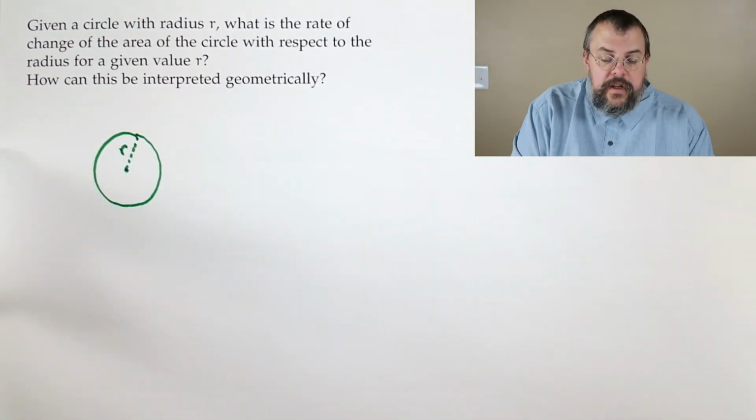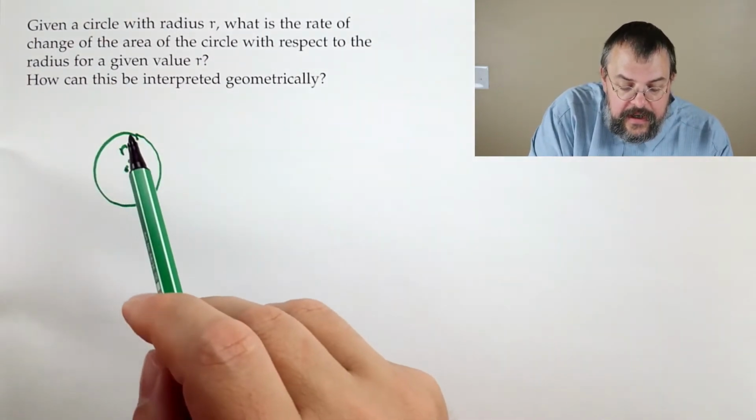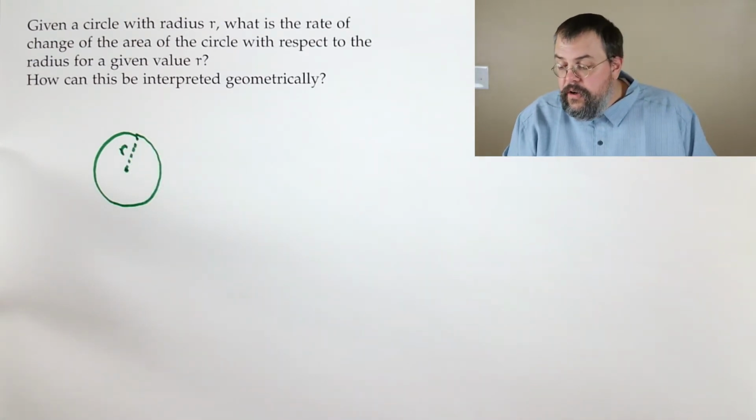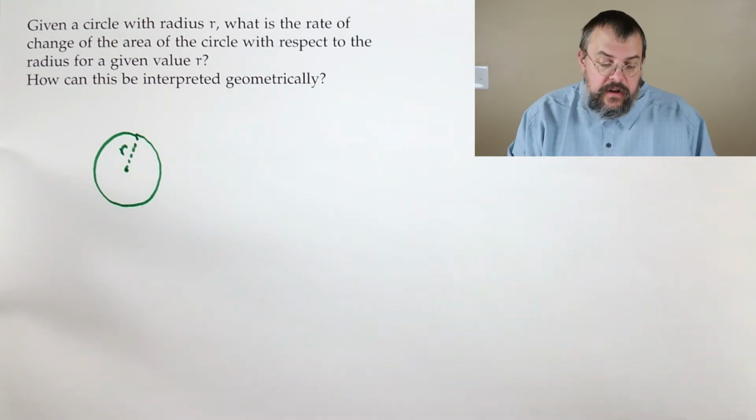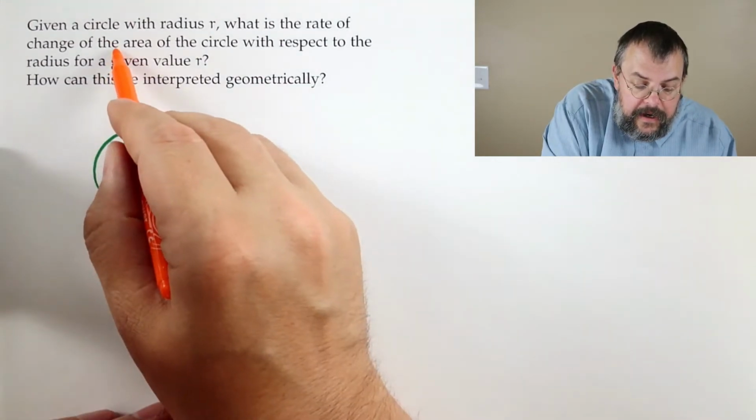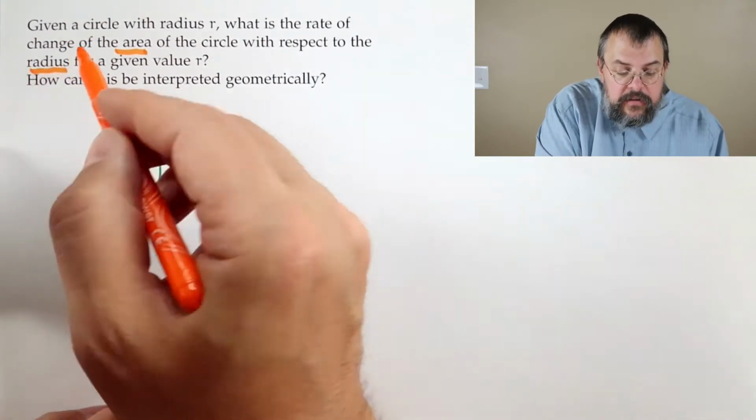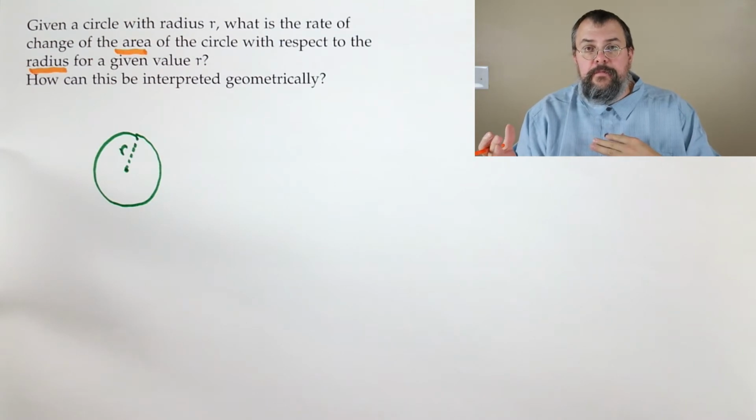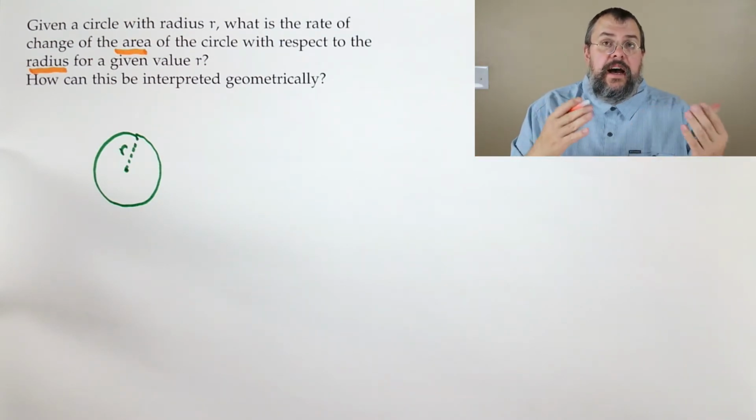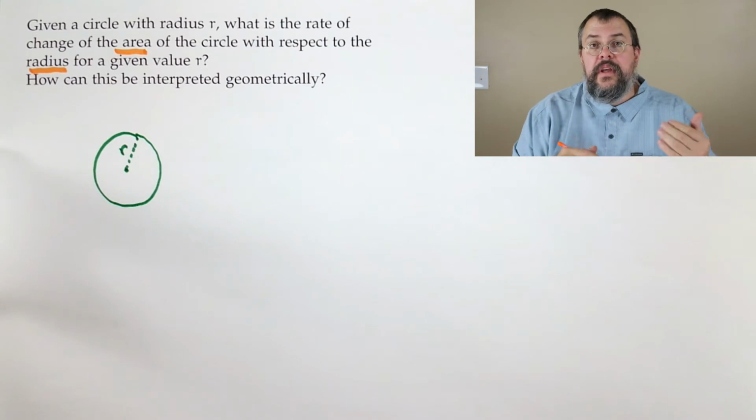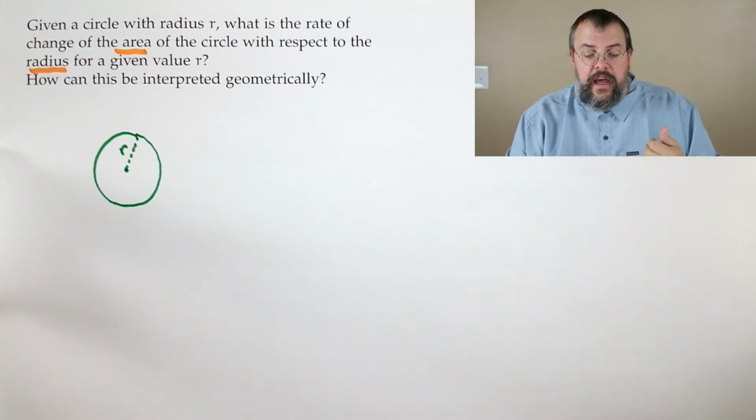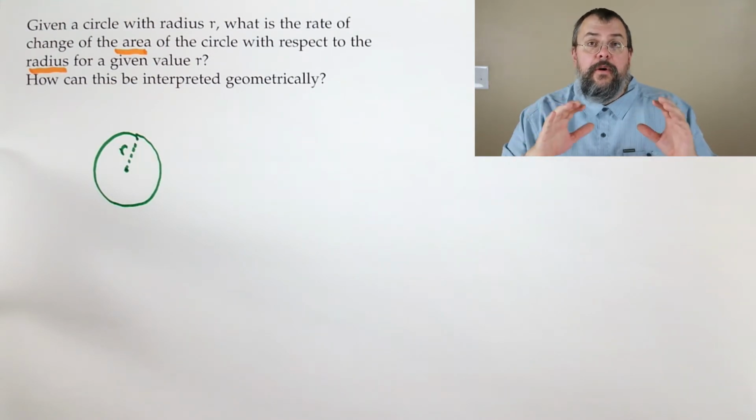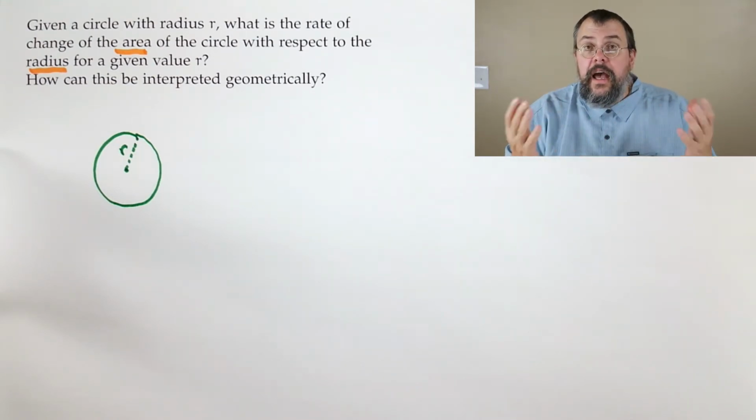So we want to find what? The rate of change of the area of the circle with respect to the radius for a given value of r. Now you'll notice that there's really two pieces here. They are area and radius. So we're asking for how these things change in relationship to one another. So if I want to answer the question about how they change in relationship to one another, the first thing to do is ask, well, what's the relationship between these two quantities? So how are area and radius related as far as circles go?